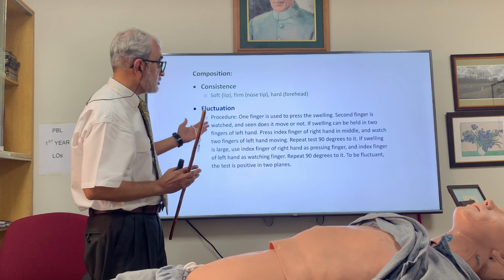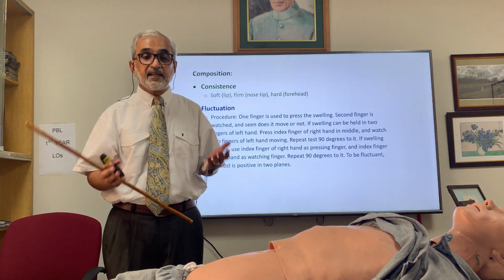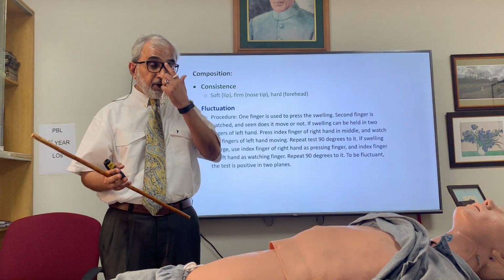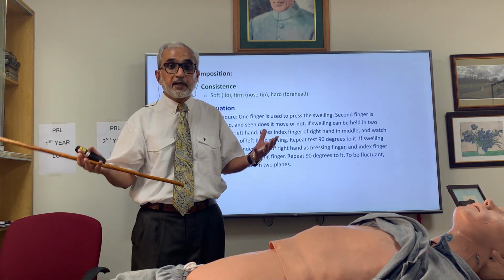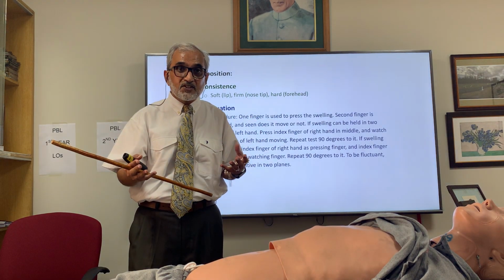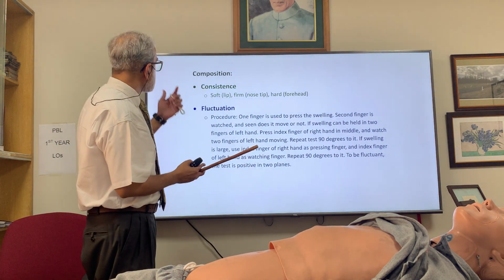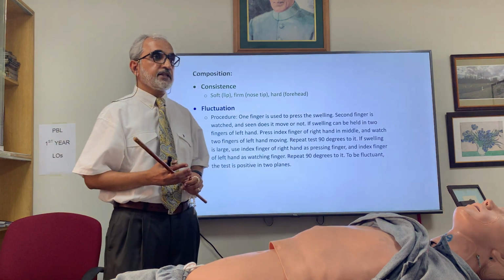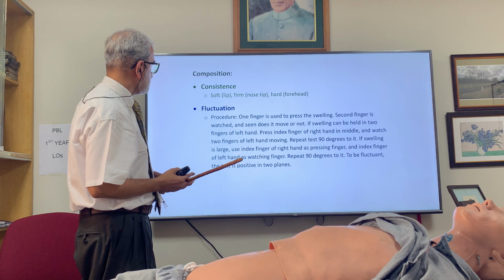Similarly, fluctuation. Fluctuation is present when the thing has fluid in it, but fluctuation can be present even in a lipoma if the lipoma is very big, because its consistency is jelly-like and it can move. So first is consistency. There are three types of consistencies usually. It is soft, firm and hard. And fluctuation.